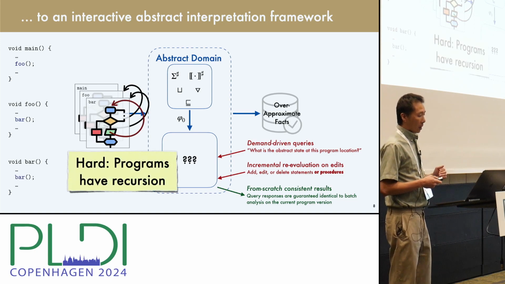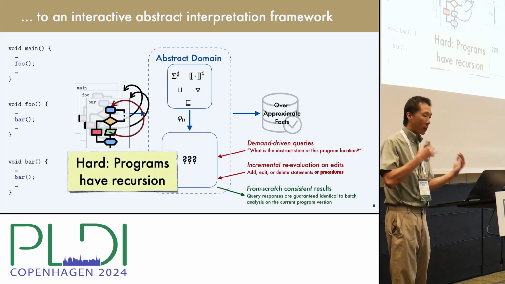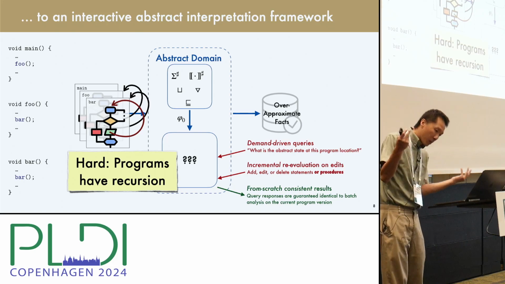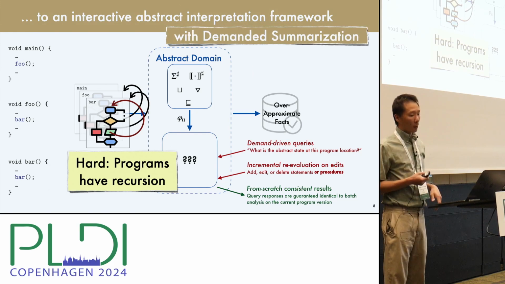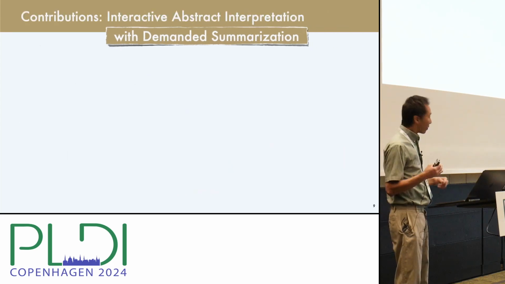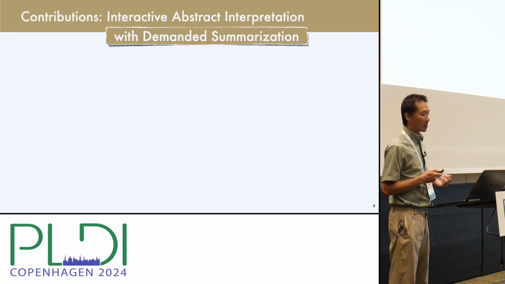Okay? All right, and of course, the hard part here is, well, what if bar is recursive, and programs that have recursion, have loops, so how do we do that? And that's what we call demand and summarization. All right, so the contributions of this particular paper are about really this demand and summarization.